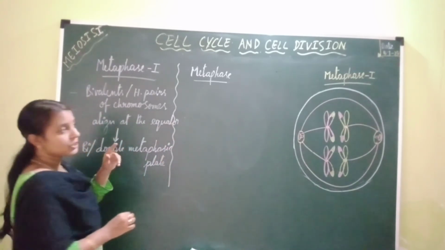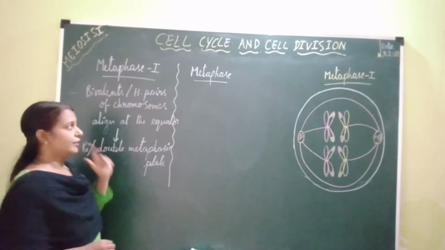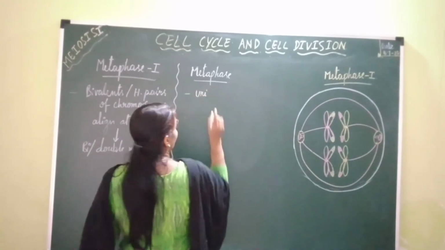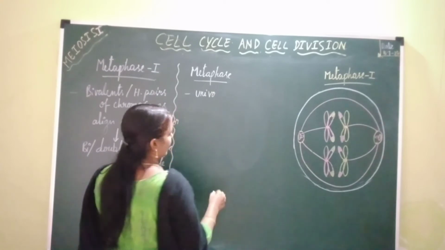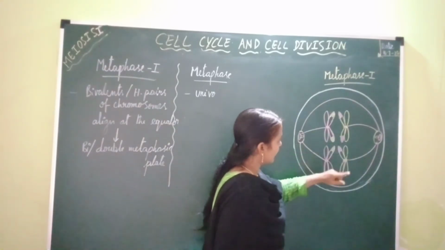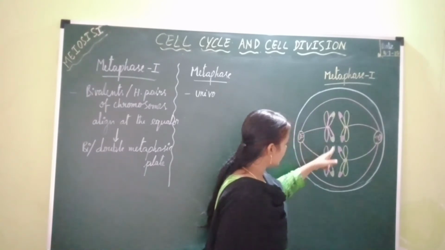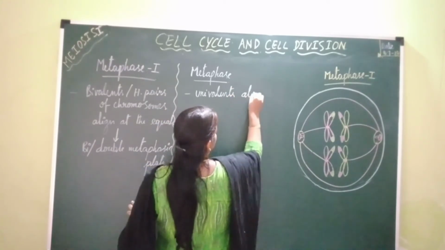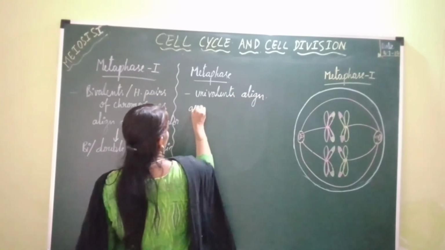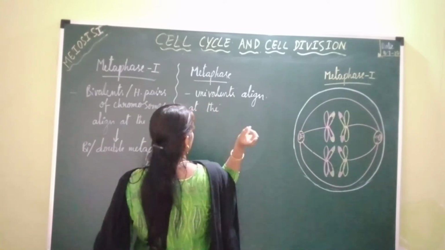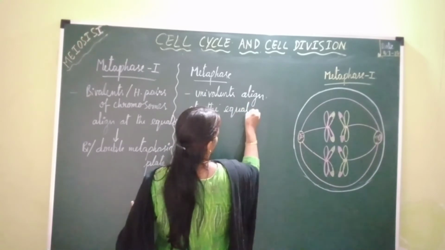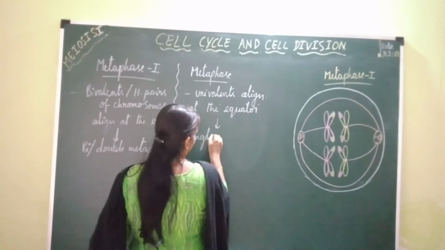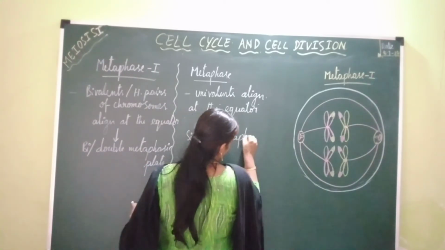Now let's see what the condition is in case of Metaphase of Mitosis. In Metaphase of Mitosis, univalents, that means only one chromosome, align at the center of the cell or equator, which results in the formation of a single metaphasic plate.